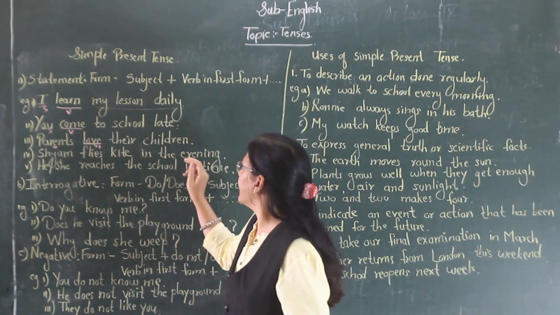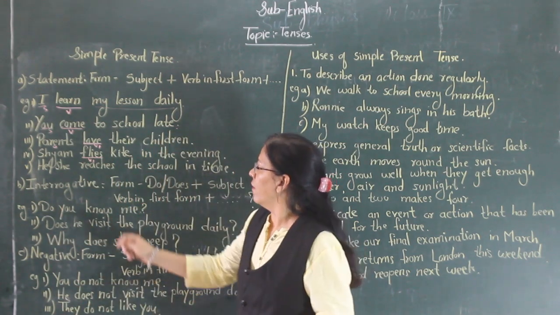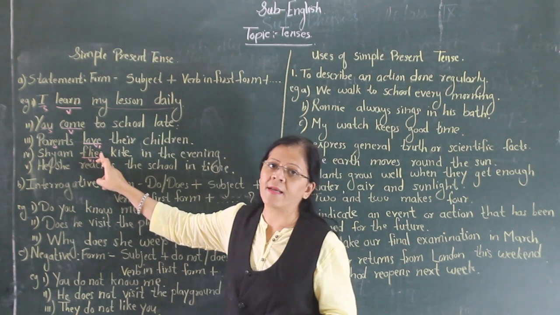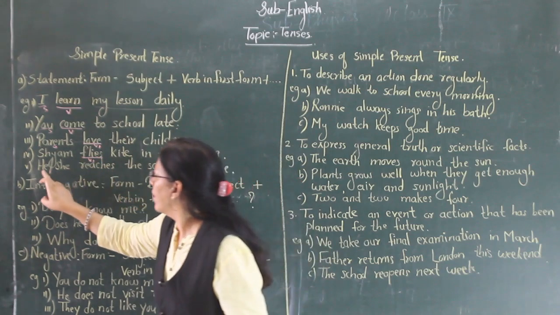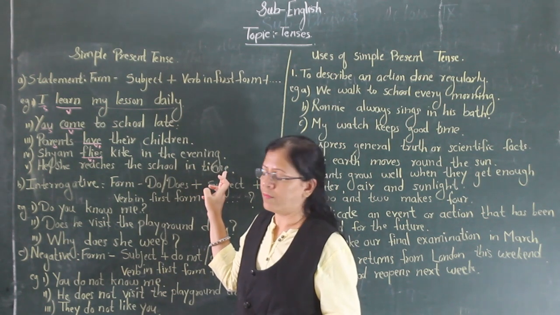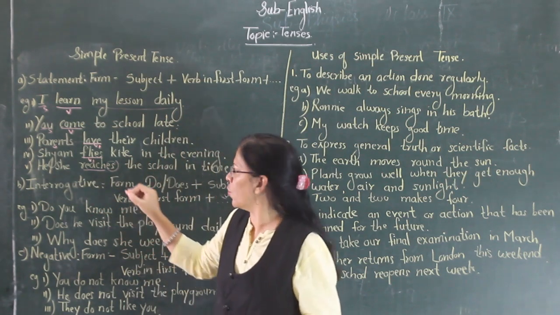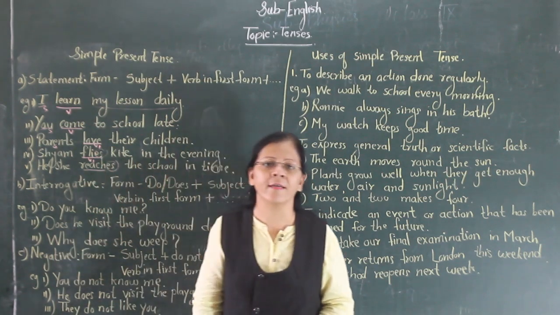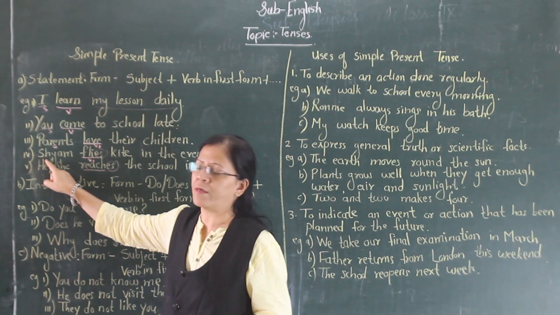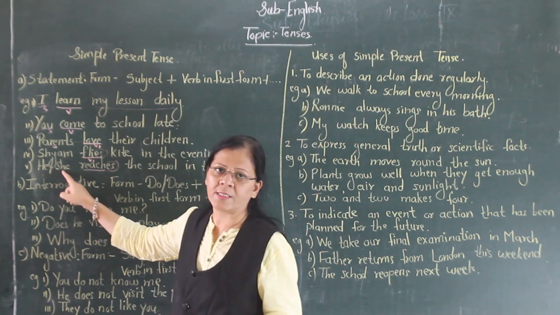Sharp flies bite in the evening. Now see here, sharp flies, the main verb here is fly, but I have used flies. He or she reaches the school in time. Here also the main verb is reach, I have added es. Here also the main verb is fly, I have added es. Why? Because the subject is third person singular. Sham is third person singular. He and she are also third person singular.